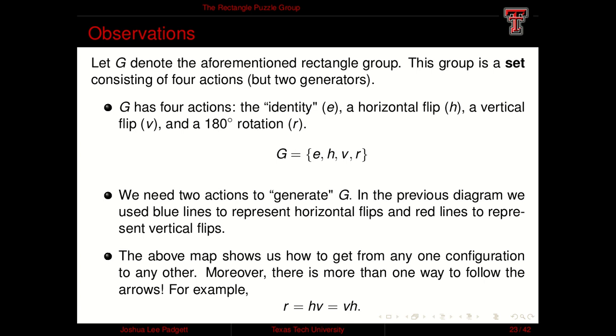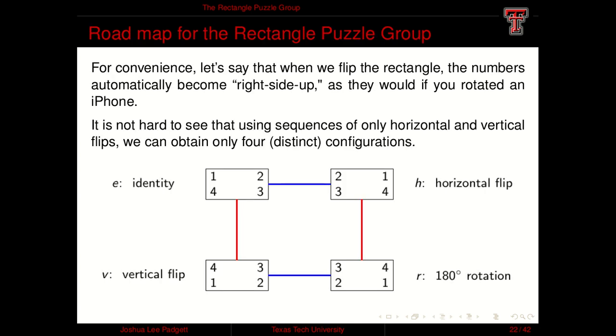Then the group is a set consisting of 4 actions, but we only had 2 generators. So that's an important distinction to make. 4 total actions, but only 2 generators. So once again, there's the identity, horizontal flip, vertical flip, and rotation, and we represent G in terms of its actions, where we know that we can always relate these back to specific orientations.